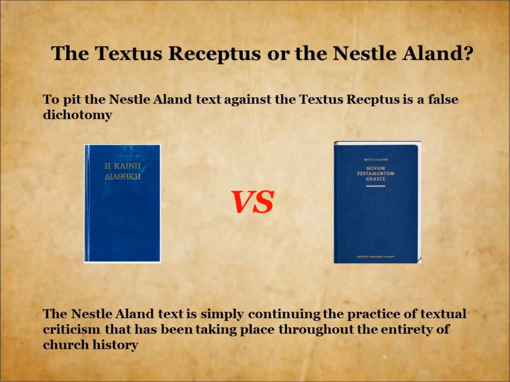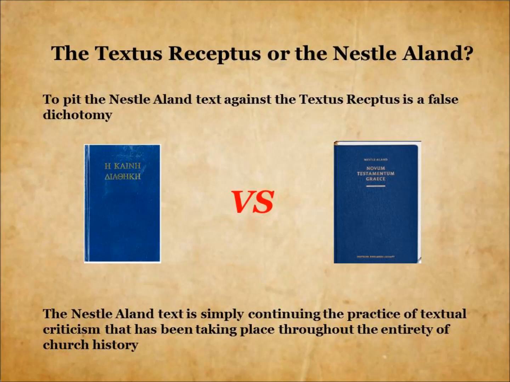We have technology that Erasmus could have never even dreamed of. I heard one King James only advocate say that Erasmus compared all 6,000 Greek manuscripts and came up with his readings in the Textus Receptus. And I just wanted to say, what do you think Erasmus was? He was not a computer. He was a brilliant scholar, but he was not a computer. He didn't have the ability to do that. So I don't like pitting these two against each other.